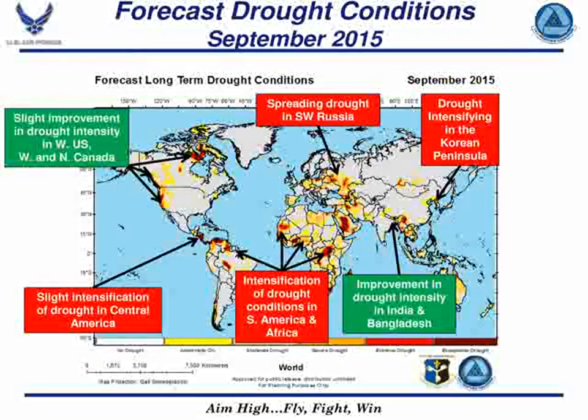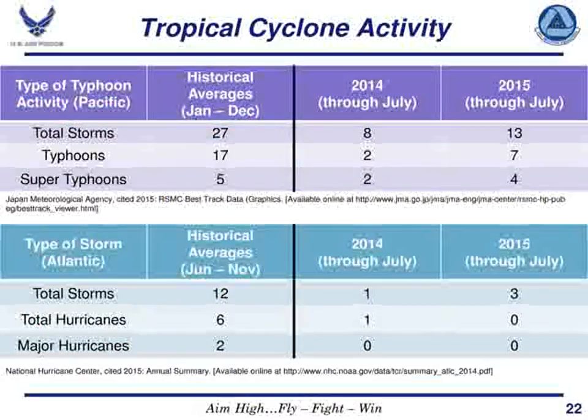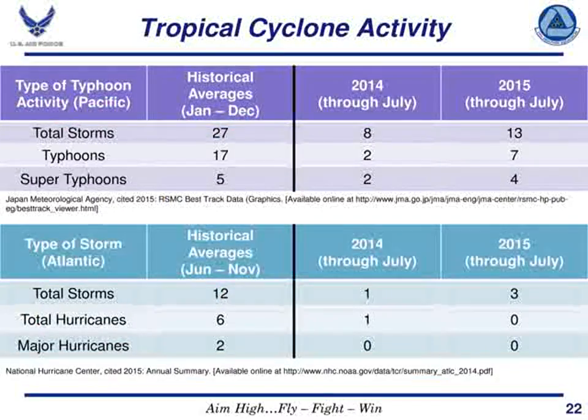Drought conditions will improve in eastern India into Bangladesh due to the monsoon rains. On the Korean Peninsula, drought is expected to intensify. Due to a strong El Nino, Pacific typhoon season is expected to be very active, and the Atlantic hurricane season to be suppressed. As of now, Pacific tropical storms and typhoons are more numerous than during this time in 2014.